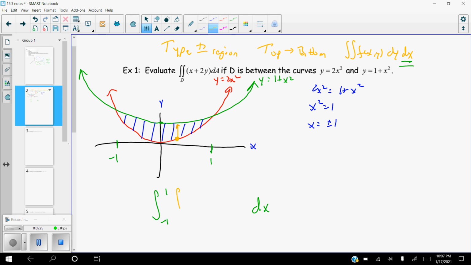So when I set up the dy part, I'm going to go from the bottom function, which is 2x squared, to the top function, which is 1 plus x squared. So it's a top to bottom type thing. We're actually going to go from the bottom to the top when we evaluate it. But really what we're doing is we're ultimately taking the difference between the top and the bottom function. And then our f of xy in this case is our x plus 2y.